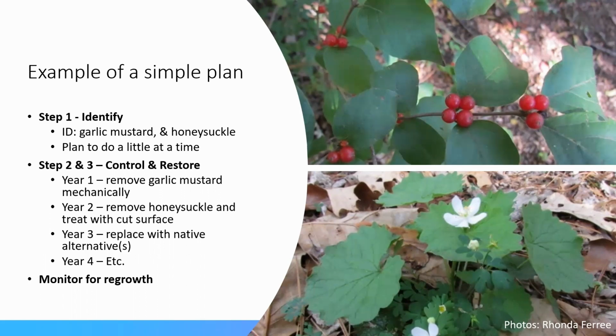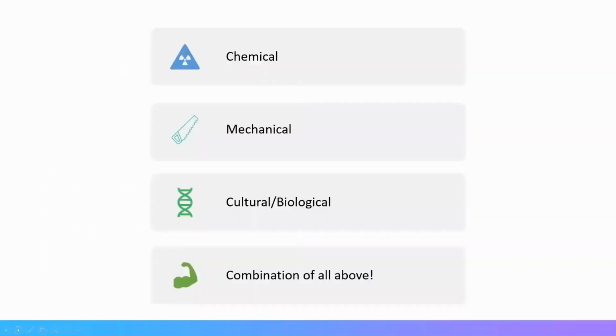Year 2, we're going to start looking at removing honeysuckle, both cutting it and treating it with an herbicide. We're going to begin replacement with natives. Maybe we need to add seed. Maybe we want to see what comes up. And we continue this control and restoration, all the while monitoring for regrowth. And so this, again, is a never-ending process.